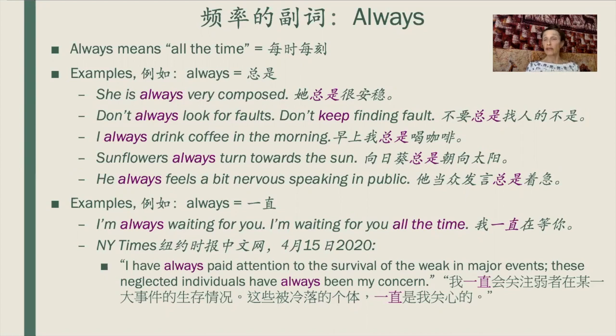One of the phrases that translates to always from Chinese is 总是. Here are some sentences in which, if you take this Chinese sentence, that's this sentence in English. She is always very composed. The Chinese, 她总是很安稳. Another, this one's interesting because this Chinese sentence can be translated into English two ways. 总是 is always, but it can also be translated to this word keep, as in continuing, 继续, to keep on, continuing to do something. So, 不要总是叫人的不是 is don't always look for faults or don't keep finding fault.